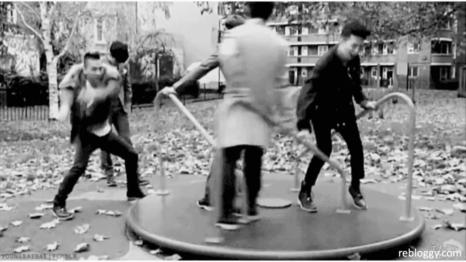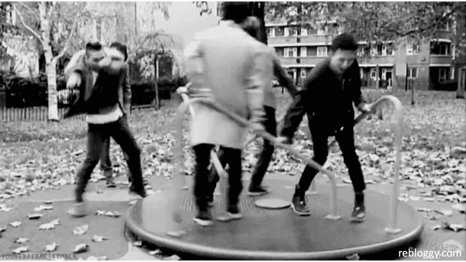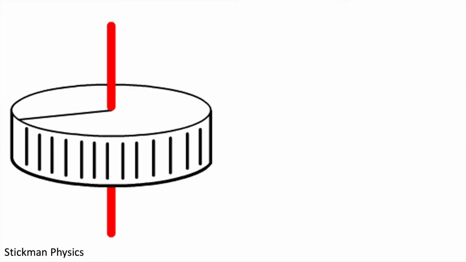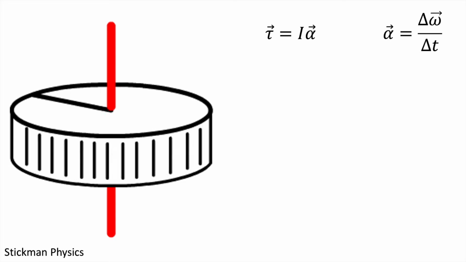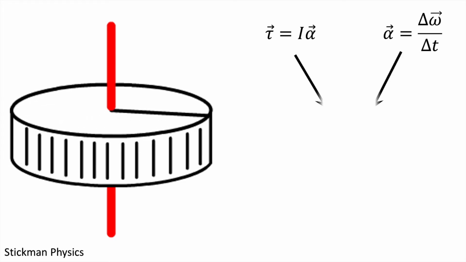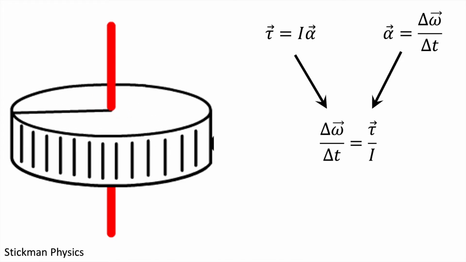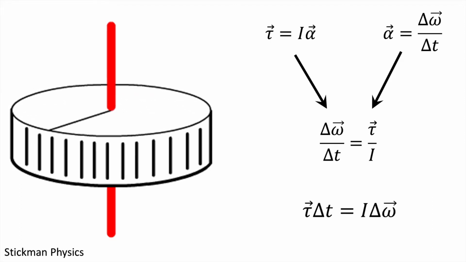So, is there an analog to linear momentum for rotation? The answer is yes. We call it angular momentum. We know that the torque and the angular acceleration are related through the moment of inertia of the merry-go-round. Since the angular acceleration is the change in angular velocity with respect to time, we can express this relation in this way. And rearranging the equation, we obtain this expression here.